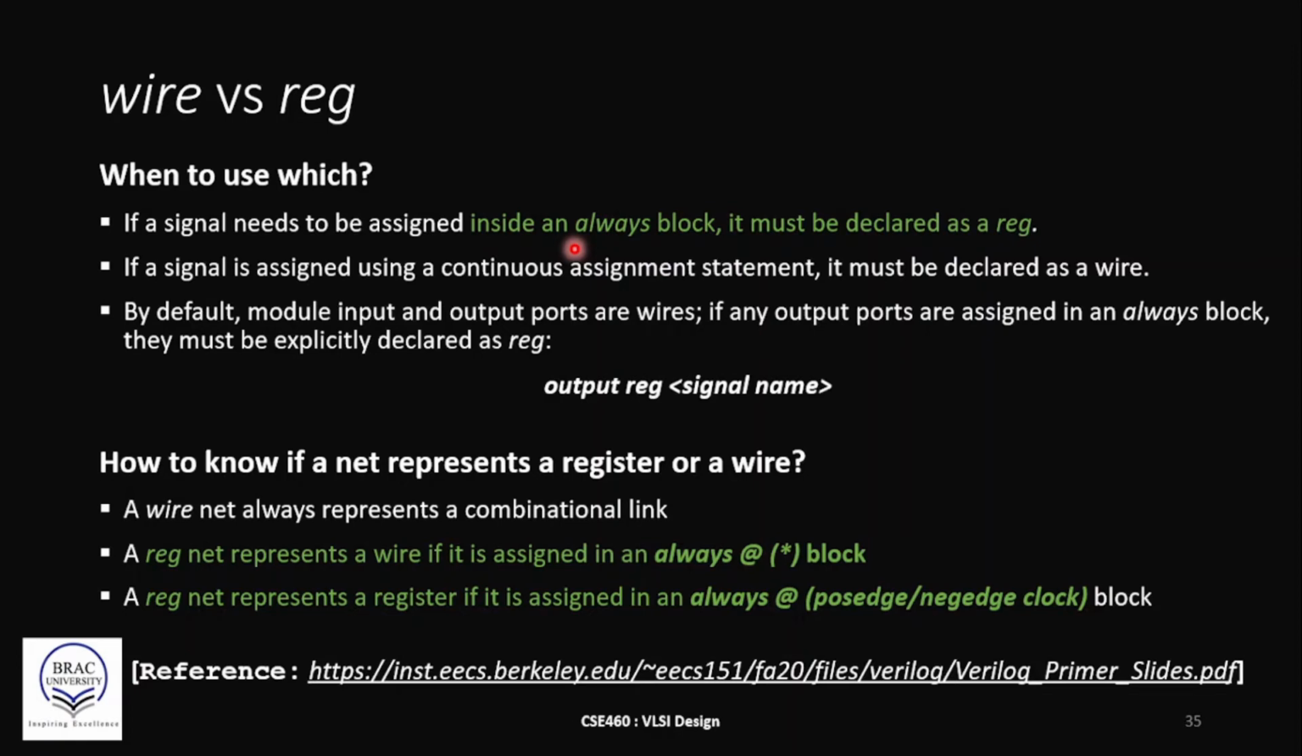Input and output ports are wires by default. If any of the output ports are assigned in an always block, it must be written as reg using this format: output reg and the variable name.